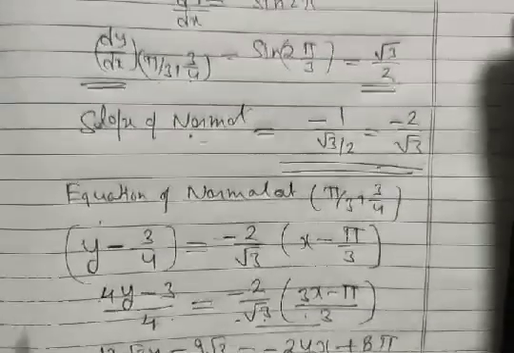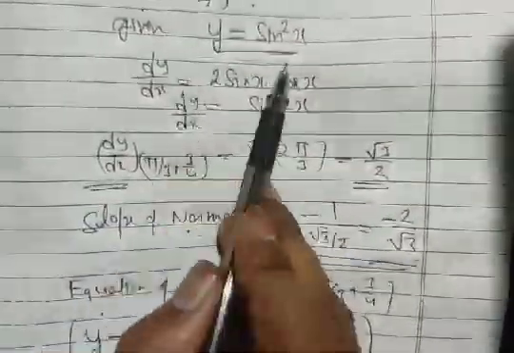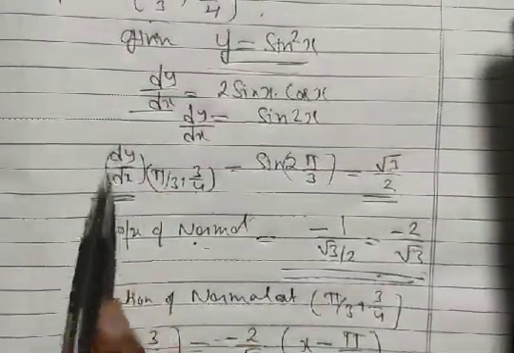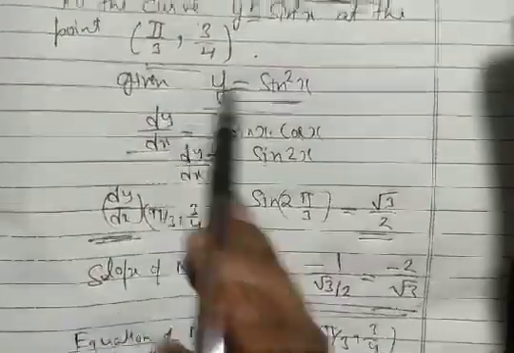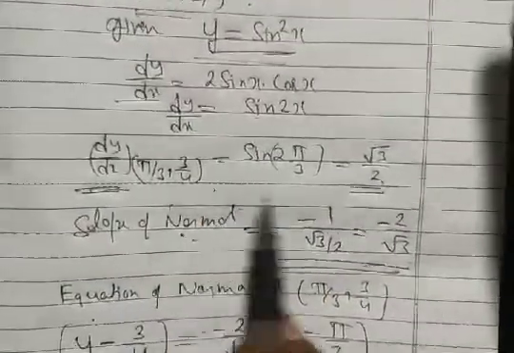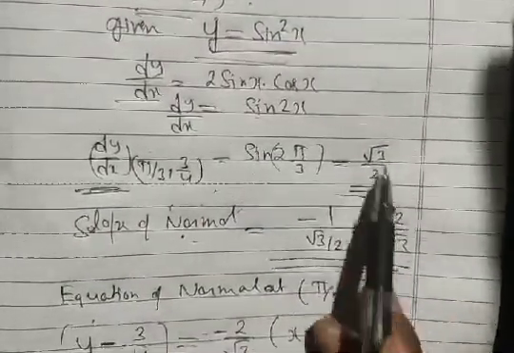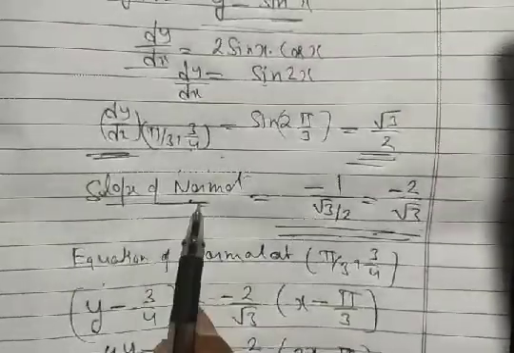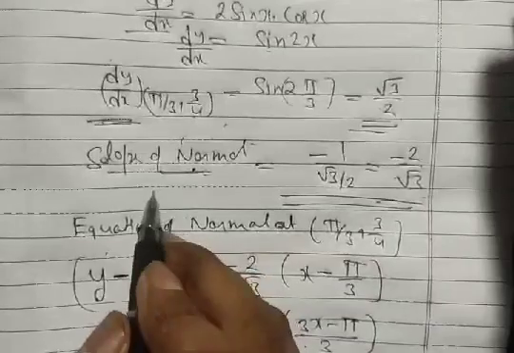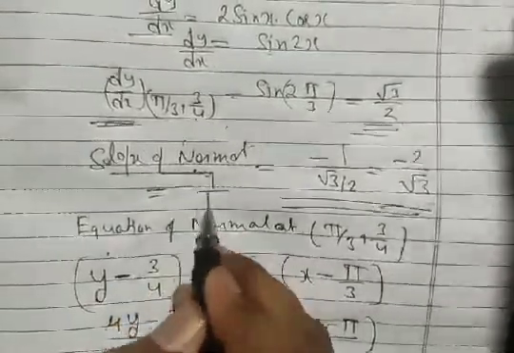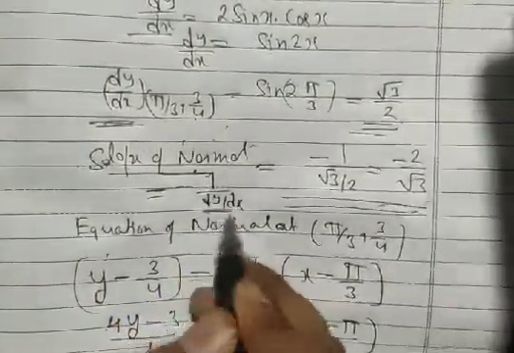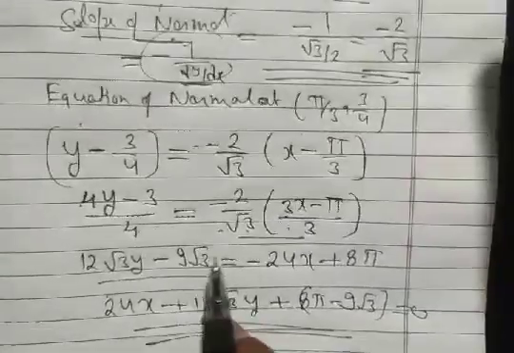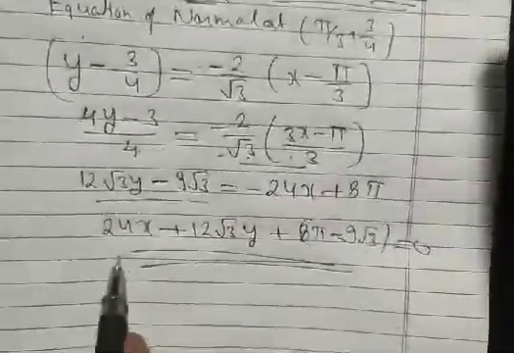What we did: we started with our given curve and found its slope dy/dx. Then we found the slope of tangent at the given point pi by 3, 3 by 4, which is root 3 by 2. But since we need the equation of normal, we need the slope of normal. It's equal to minus 1 upon dy/dx, the slope of tangent, which gives minus 2 by root 3. Then putting it in the equation, we get our required result.